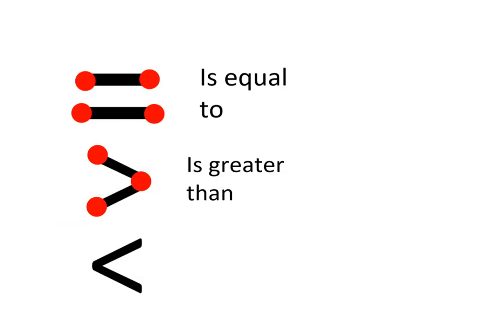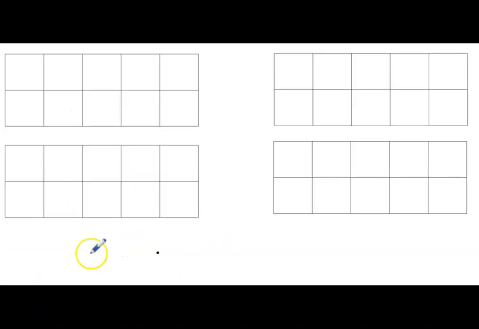Let's add some dots to this one. As I'm adding these dots, tell me what you're noticing. Remember, we always read left to right. That is correct. This one is less than. Very good. Okay, boys and girls, now we're going to build some numbers using our 10 frame.